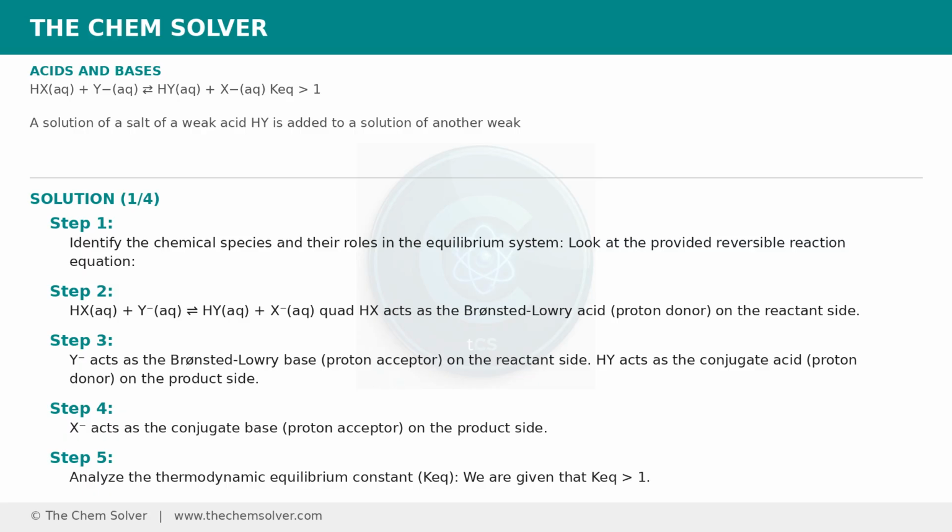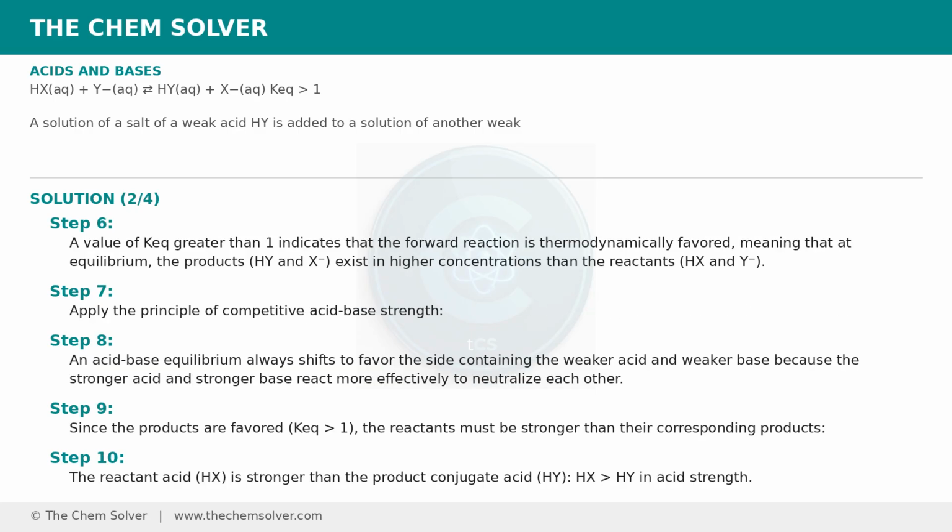Analyze the thermodynamic equilibrium constant, Keq. We are given that Keq is greater than 1. A value of Keq greater than 1 indicates that the forward reaction is thermodynamically favored, meaning that at equilibrium, the products, HY and X⁻, exist in higher concentrations than the reactants, HX and Y⁻.